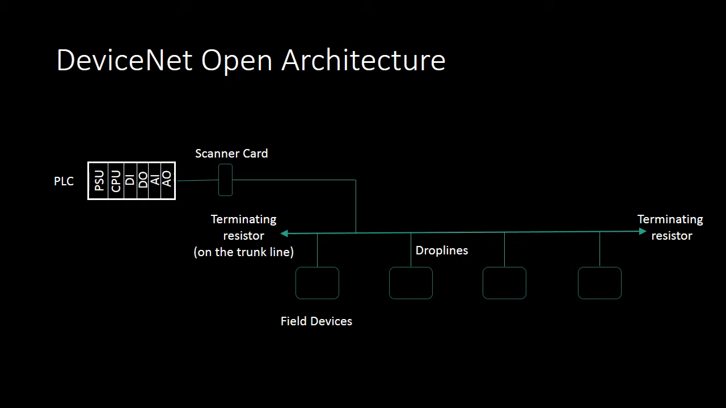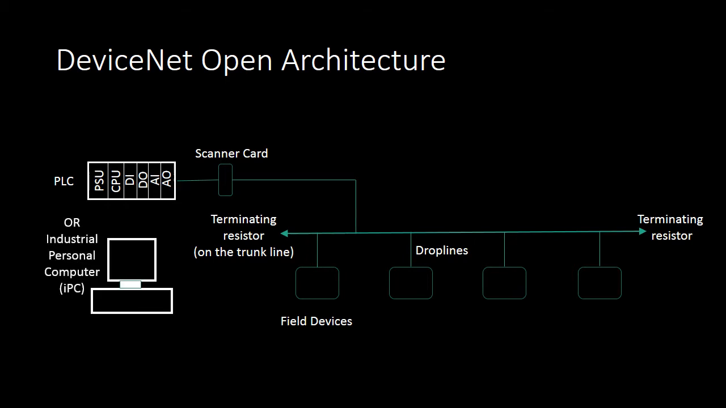DeviceNet is able to work with either a programmable logic controller, PLC, or an industrial personal computer, IPC, as the controller. The scanner card physically connects the DeviceNet cable to the computer or a PLC. Each computer can have as many scanner cards as it has slots available. Each card is a separate DeviceNet network.